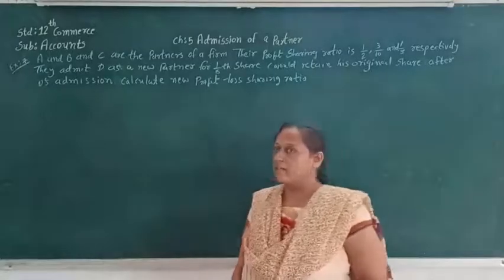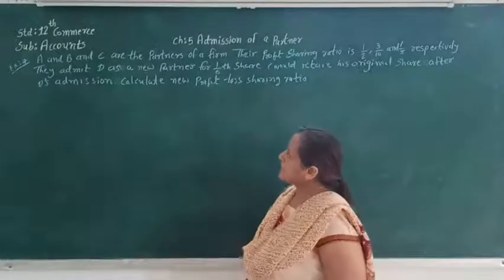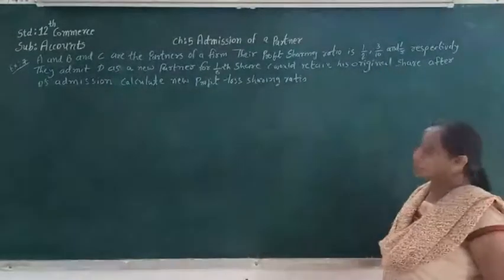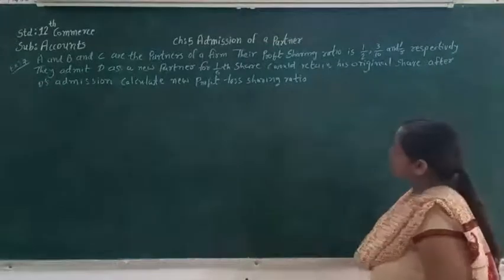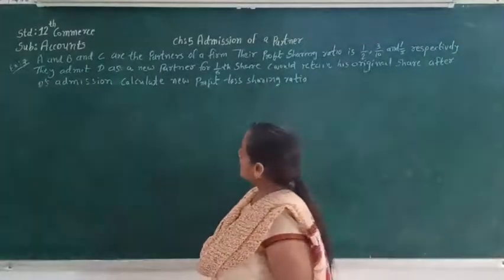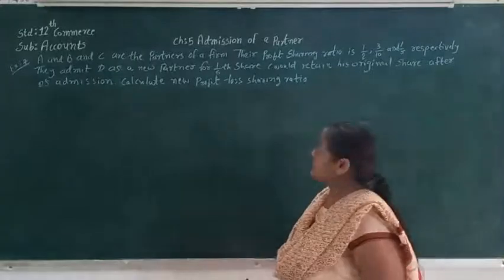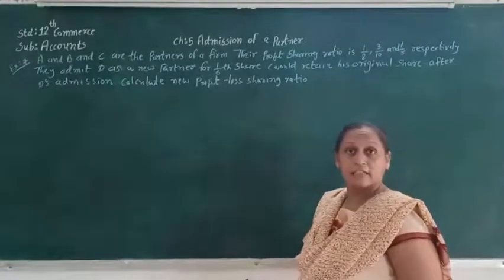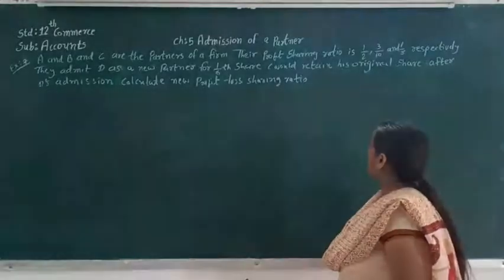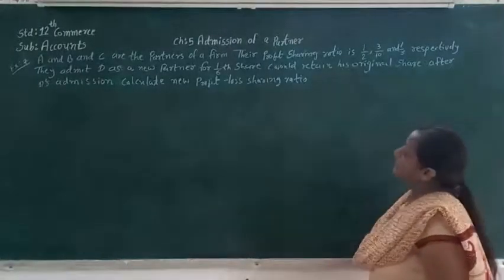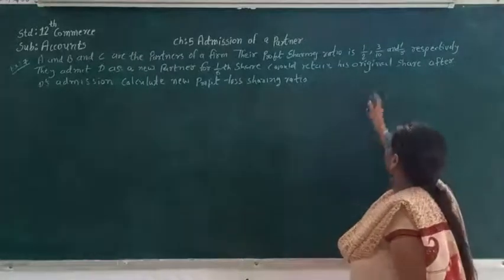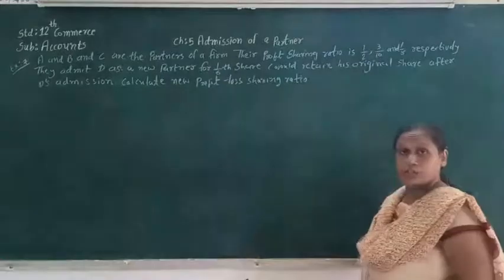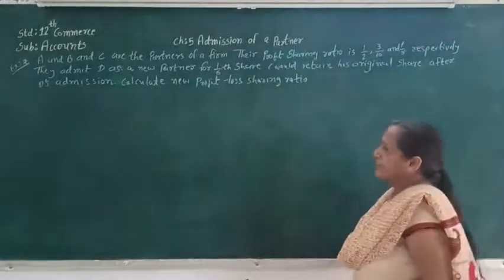Example number 7. Here, A, B and C are the partners of a firm. Their profit sharing ratio is 1 by 2, 3 by 10 and 1 by 5 respectively. They admit D as a new partner for 1/6 share. So from the total share, D is going to take 1/6 straight and C would remain with his original share after D's admission. So C's share is 1 by 5. So he is going to continue with the 1 by 5th share.